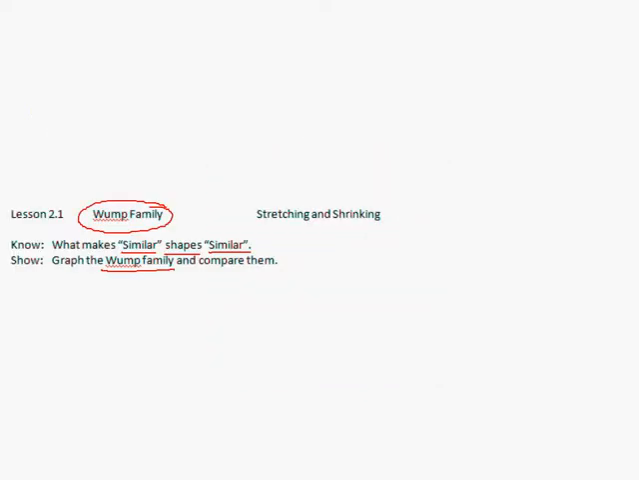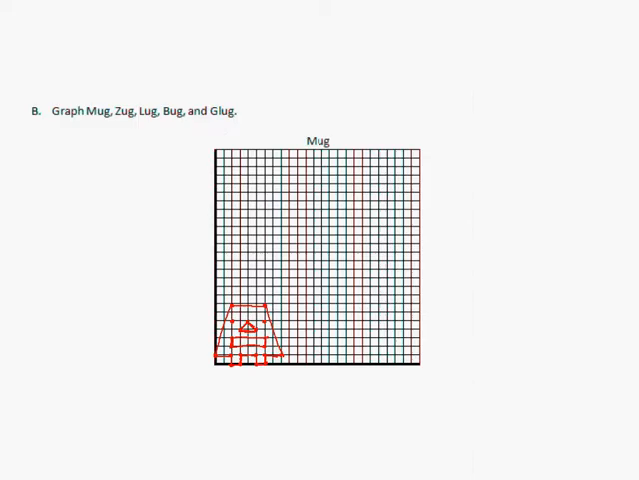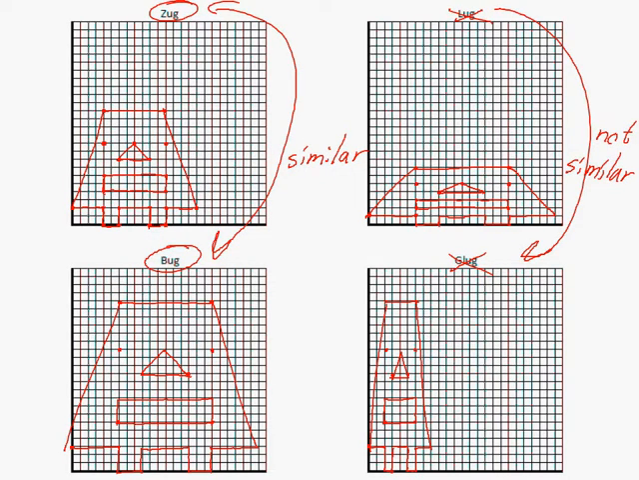So, we just learned what makes a similar shape similar when you stretch its width and height the same times. We graphed the entire Mugwump family. We completed the table, graphed Mug, graphed Zug, Lug, Bug, and Glug, and compared them all. This is the end of lesson 2.1 of stretching and shrinking. Up next is lesson 2.2 of stretching and shrinking.